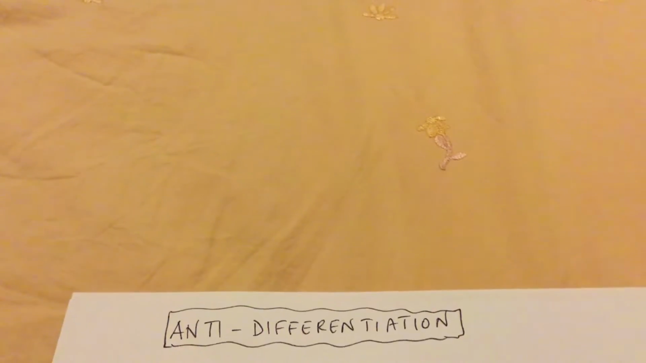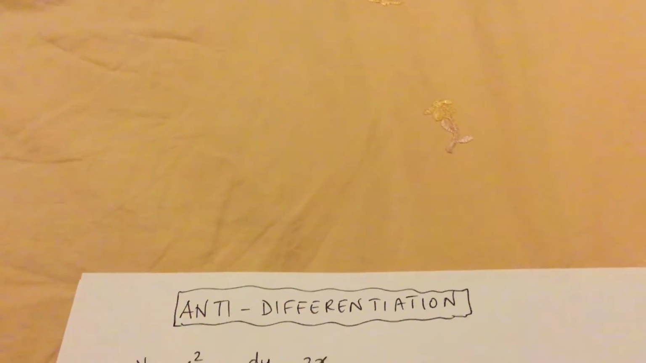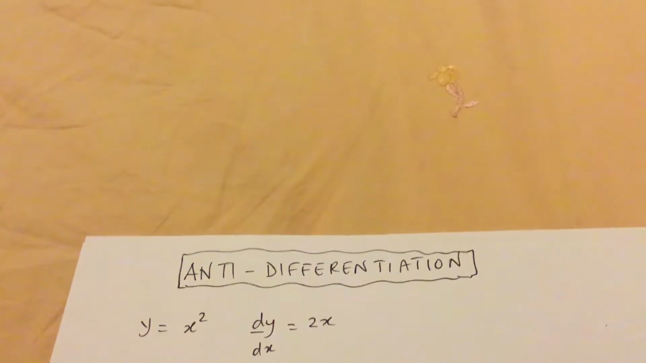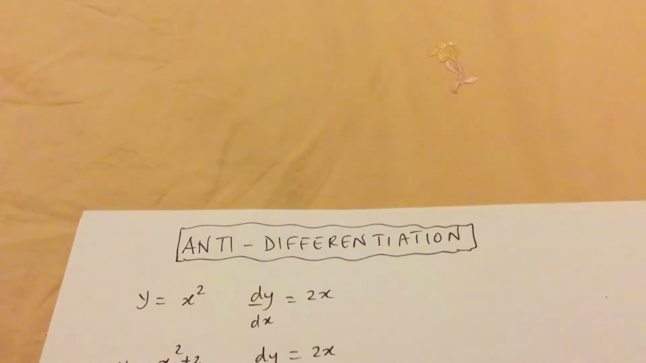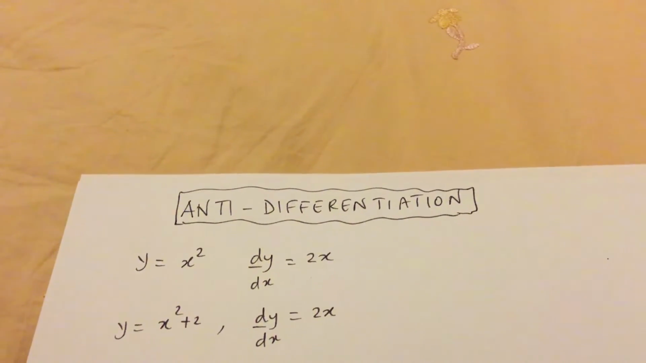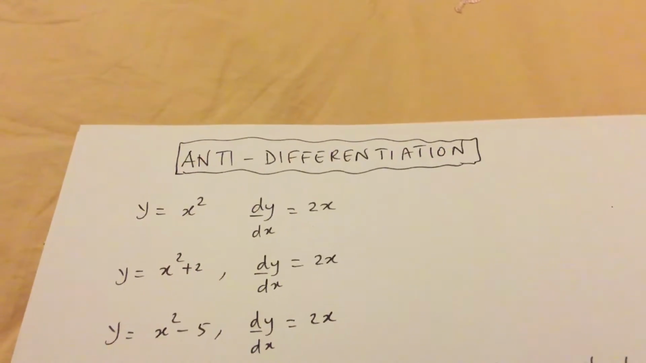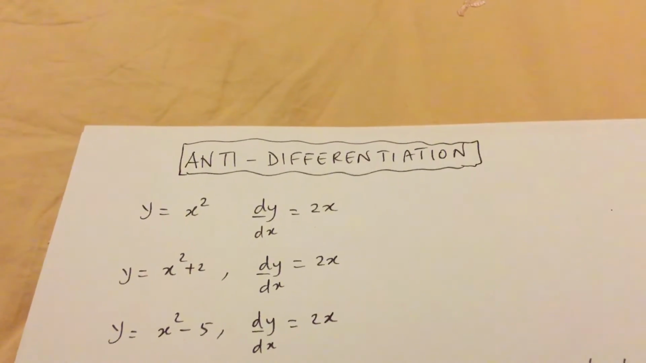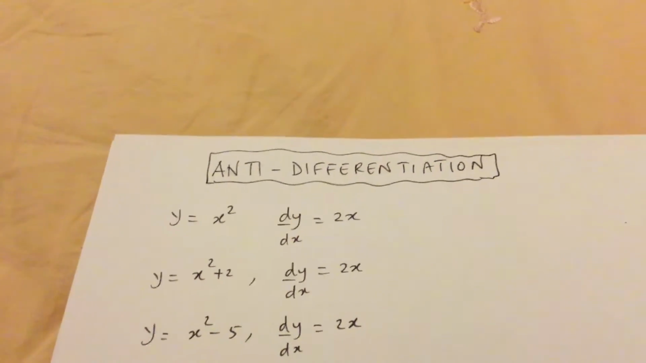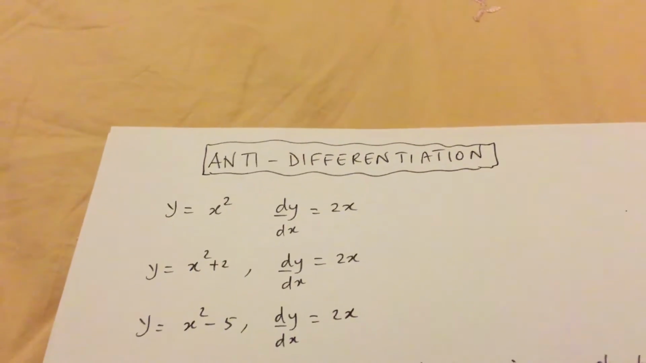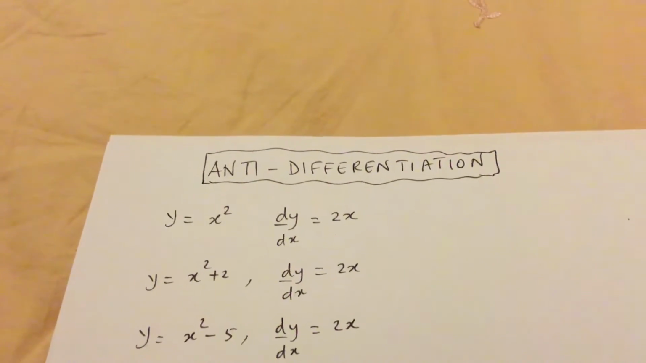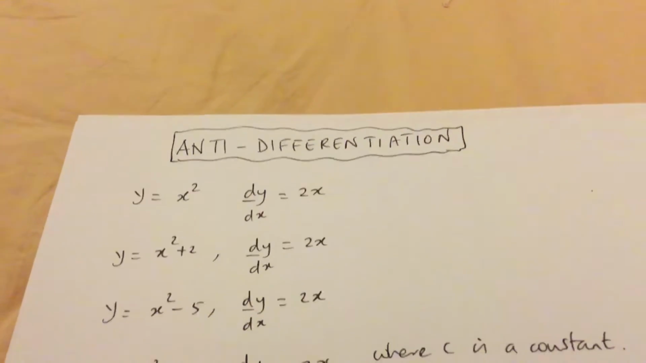So let's have a recap of differentiation before we move on to anti-differentiation. If y equals x squared, dy dx will equal 2x. If y equals x squared plus 2, dy dx will equal 2x. If y equals x squared take 5, dy dx is equal to 2x. So one question, what's the point of having the 2 and the negative 5? Basically, we don't need them. So whether we have the 2 or the negative 5, the answer is still 2x.